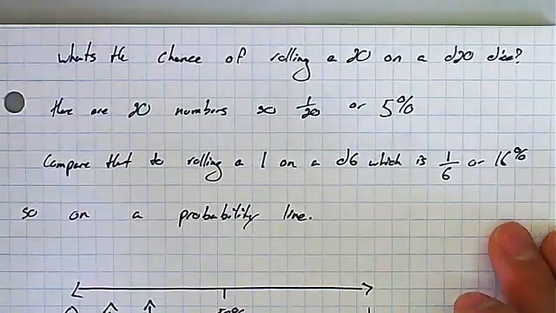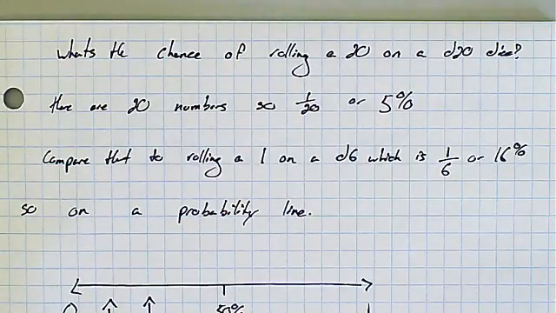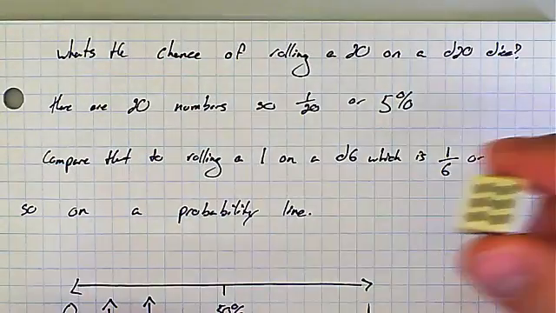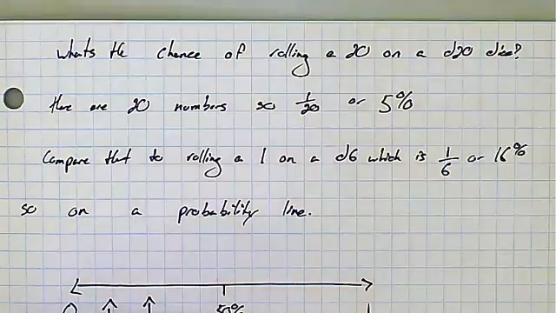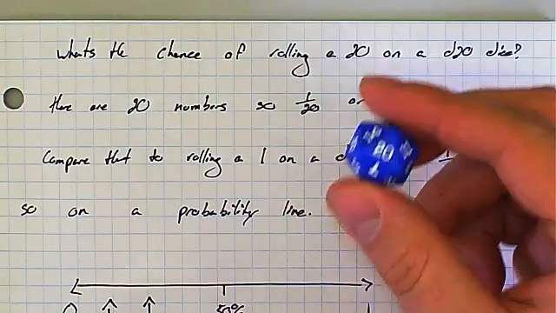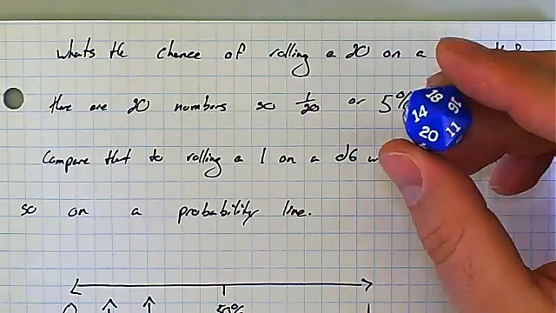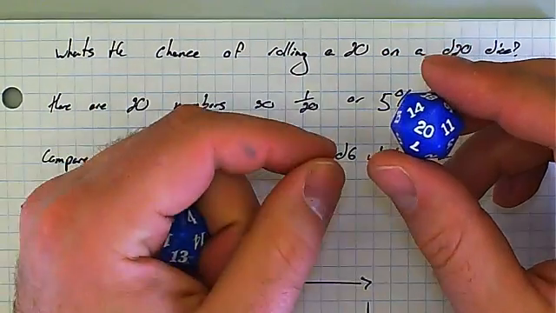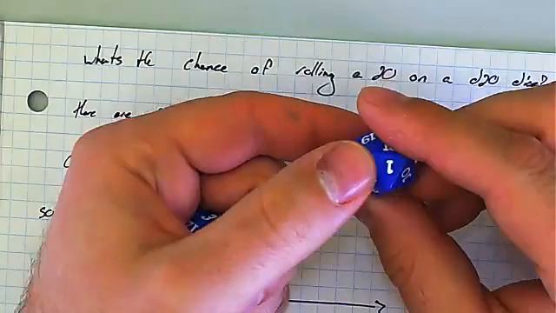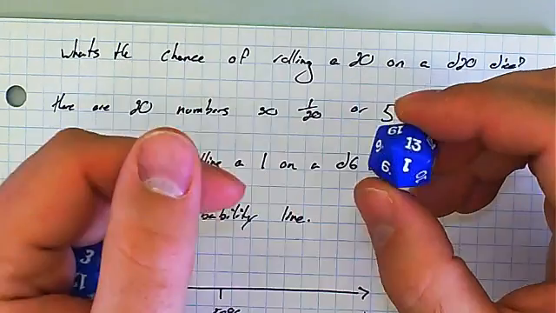Now, for this next example, we're actually going to use a d20. We have a d6, which has 6 sides, and we have a d20, which has 20 sides. There are 2 types of d20s that I have in my possession. I've got what's called a randomized one, where basically the polar opposite number is on the bottom.